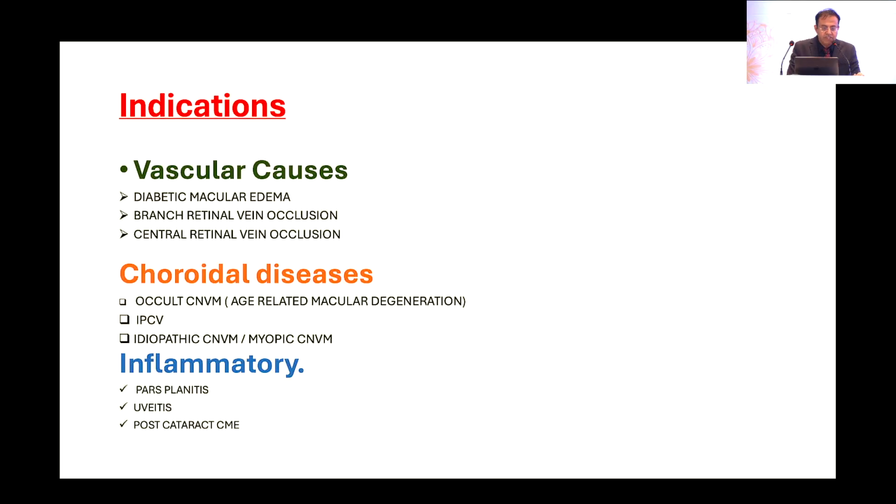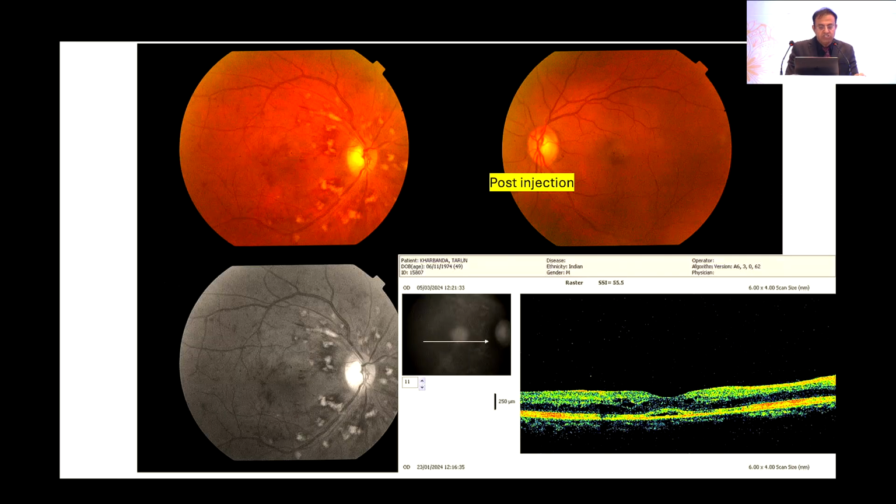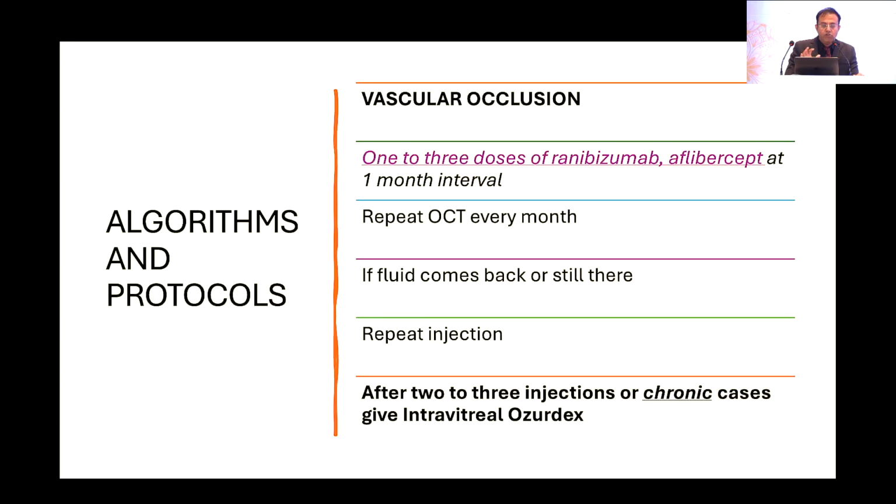Indications, as I've already said, are the vascular causes, choroidal diseases, and the inflammatory causes. So we've already discussed them. For a CRVO with CME, as you can see in this picture, we have given an injection, and post-injection the fluid has decreased. So when we talk about the protocol or the algorithm, as an anterior segment surgeon, you need to understand how many of them you have to give.